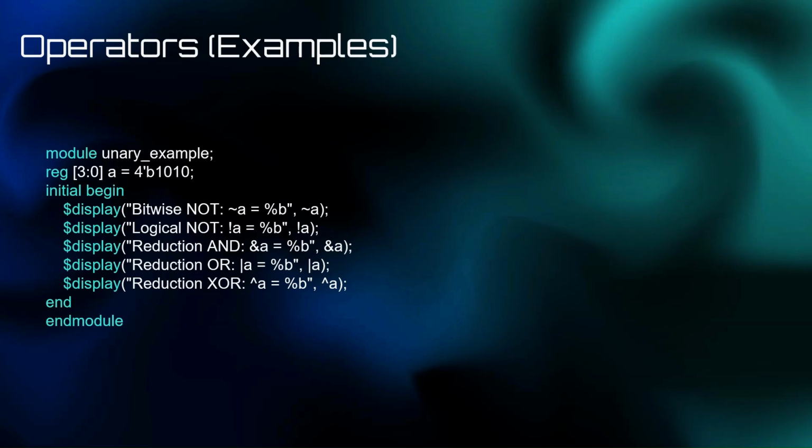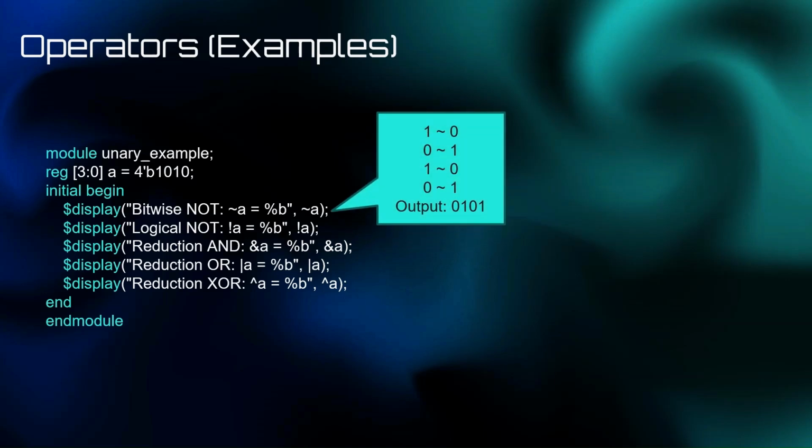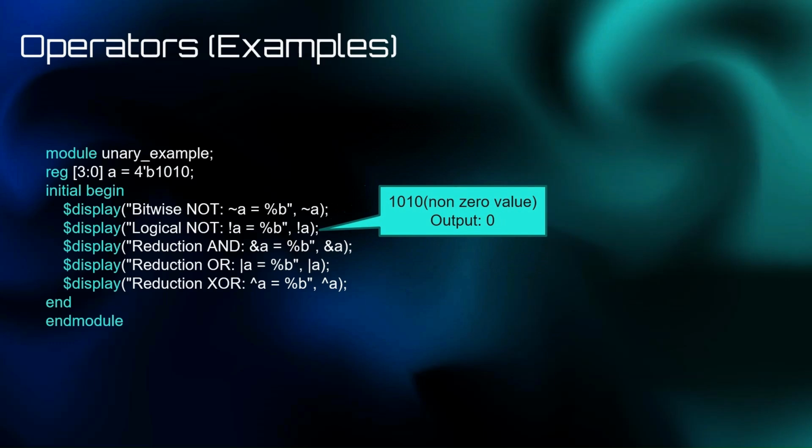First, we have the bitwise NOT operation. The code ~A inverts all the bits of A, so 1010 becomes 0101. Next, we use the logical NOT operator, !A. This checks the logical state of A. Since A is non-zero, !A returns 0.